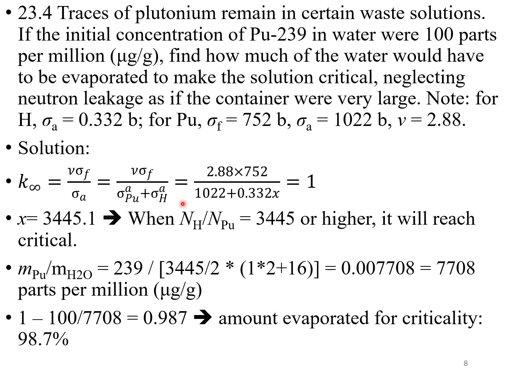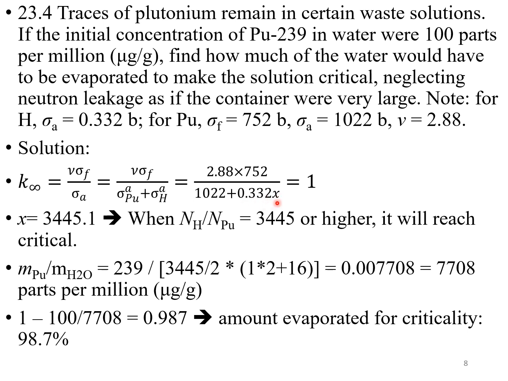Here we set x as the ratio of hydrogen atoms over plutonium atoms. We set x as the hydrogen atom over the plutonium atom. So this is the atomic fraction.